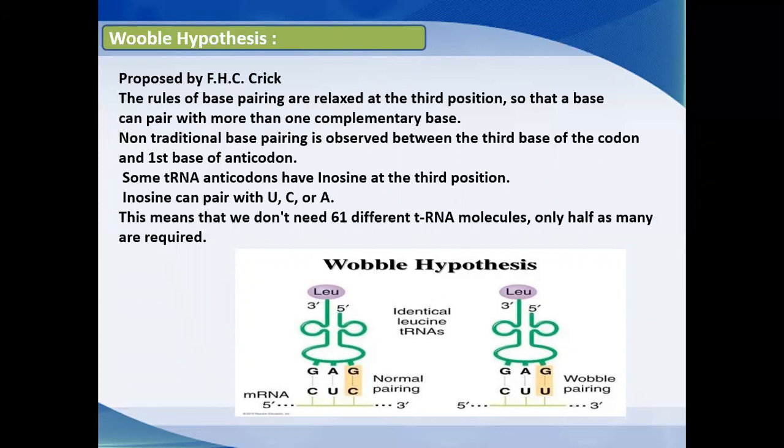That indicates the anticodon of some tRNA molecules pairs with more than one codon. The same leucine-containing tRNA molecule binds with the CUC codon as well as the CUU codon. That's why the number of tRNA molecules decreased. Sometimes 30 to 40 is enough to carry the different amino acids to the protein synthesis site.